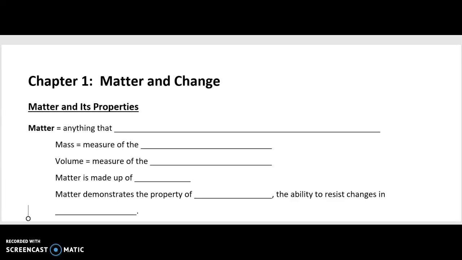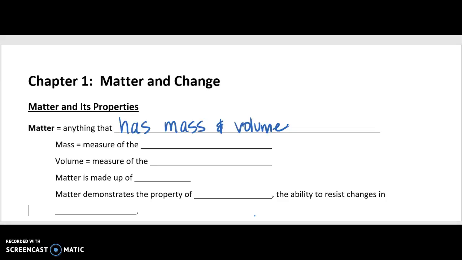This video is on matter and its properties. So we're going to talk about solid, liquid, and gas and their particle arrangements. First we have to talk about what matter is. Matter is anything that has mass and volume. To understand what that is, you have to know what mass and volume are.